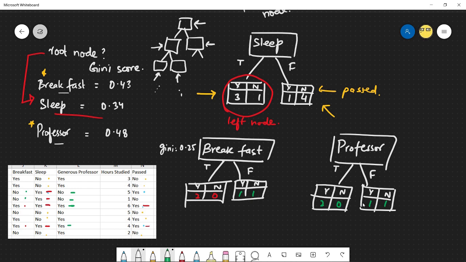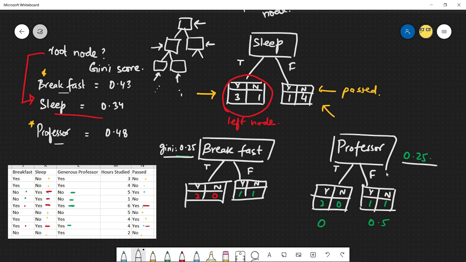So you don't need to calculate the Gini scores here because you already know what that's going to be. It is going to be the weighted average. It's going to be 0.25 because the Gini score on this left node is going to be 0, and this one is going to be 0.5 because we've already calculated it before. So you now have a Gini score for breakfast to be 0.25 and for professor to also be 0.25.